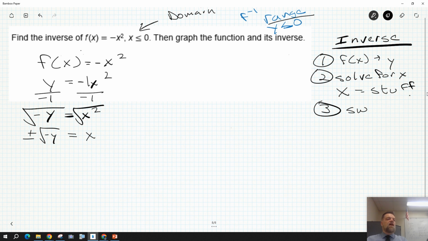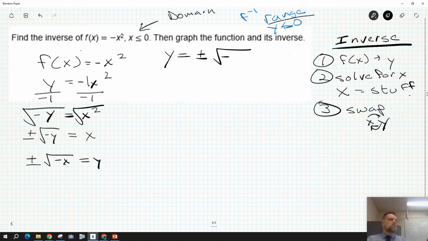Yeah, we're going to swap the x and y's. So on the next line, I'm going to say plus or minus, probably going to ignore the plus part. Square root of negative x is equal to y. So I'm just going to rewrite this up here like this. What's step 4? Anybody know step 4? Now, if you haven't memorized this off the top of your head, just look at your notes.